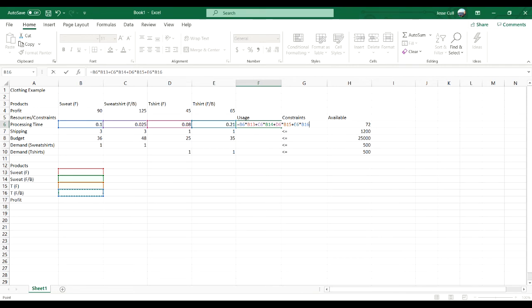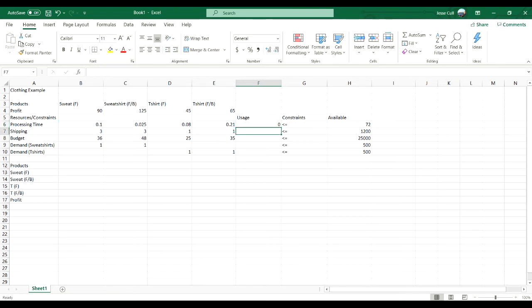So it's sweatshirt front times number of sweatshirts front. Sweatshirts front and back times total number of sweatshirts manufactured front and back. T-shirts front times the total number of t-shirts with the logo on the front. T-shirts front and back times the total number of t-shirts with the logo on the front and the back. Right now it's 0 because we haven't manufactured any yet. We repeat, please be patient with me.